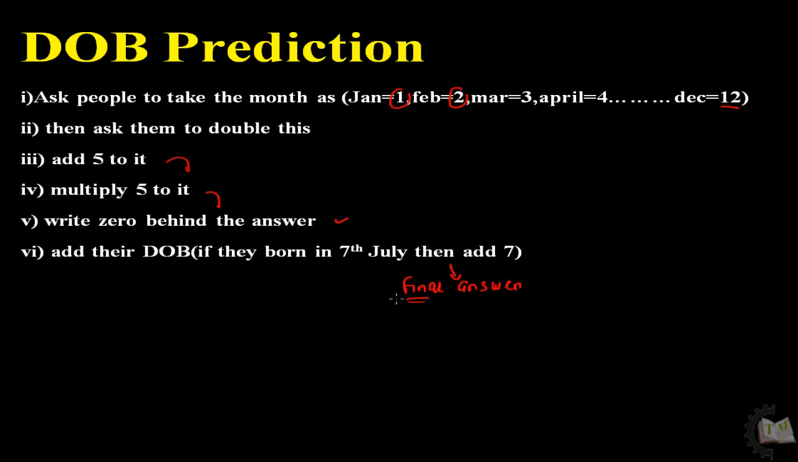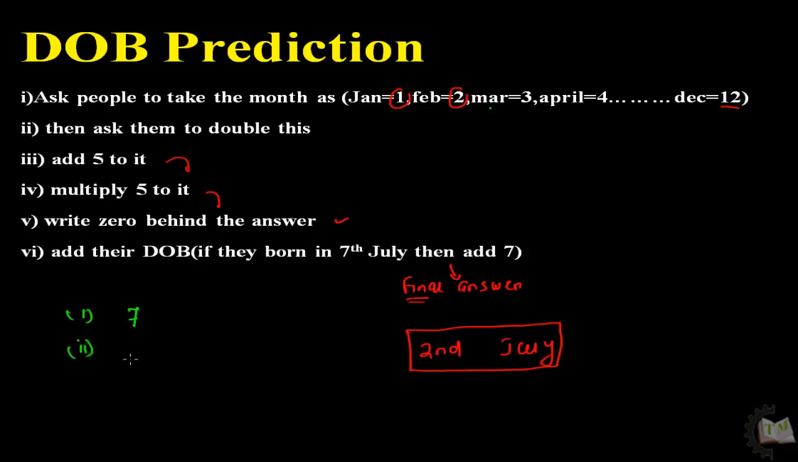And there is some secret. After listening to this answer, how can you predict? Okay, let me give an example of it. Suppose I'm an audience member and the date of birth of a person is 2nd July. Then how to predict the date of birth? First process, ask people to take the month; July will be 7.